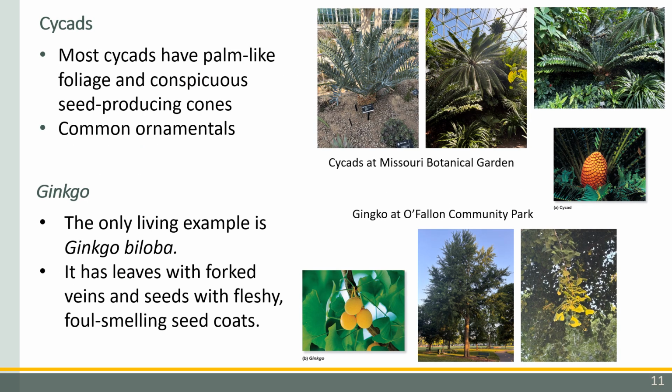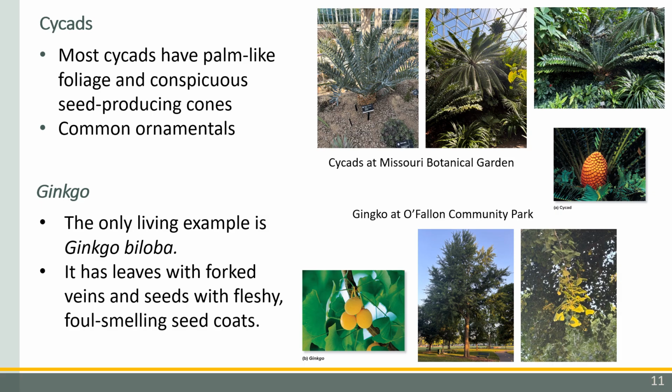So we have three gymnosperm groups. We've got the cycads, the ginkgos, and the conifers. Cycads are considered the earliest diverging phylum of the gymnosperms. There are about 300 species today. Most of them are native to tropical and subtropical regions, although they are found in North America as ornamentals.